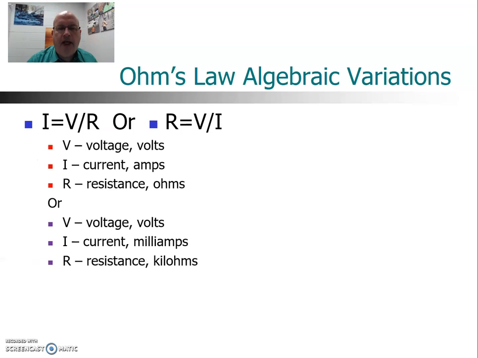And speaking of algebraic, we can have variations of Ohm's law. We can solve for I and get I is equal to V over R, or R is equal to V over I. Again, same units as we had before. So these are the same formula, it's just rearranged with some simple algebra. So you can either do that simple algebra or remember all three versions.